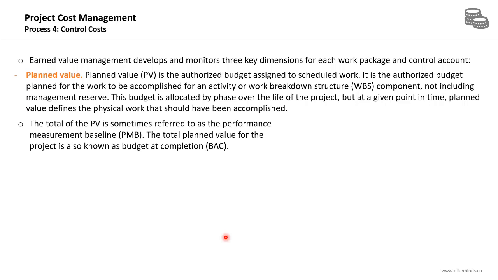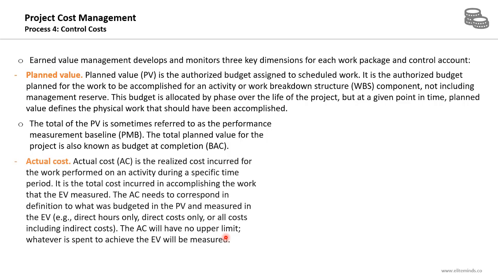The total of the PV, or the planned value, is sometimes referred to as the performance measurement baseline. The total planned value for the project is also known as the budget at completion. So the overall planned value for your project is the total budget you are planning to spend on your project. It's a planned value, it's a forecasted value, and it is known as the budget at completion.